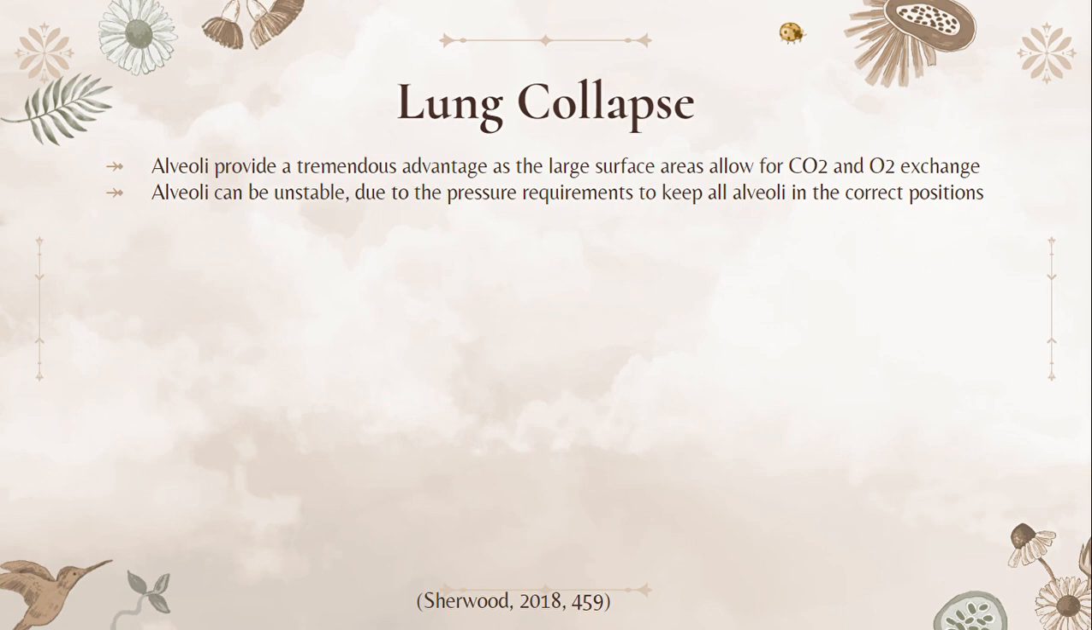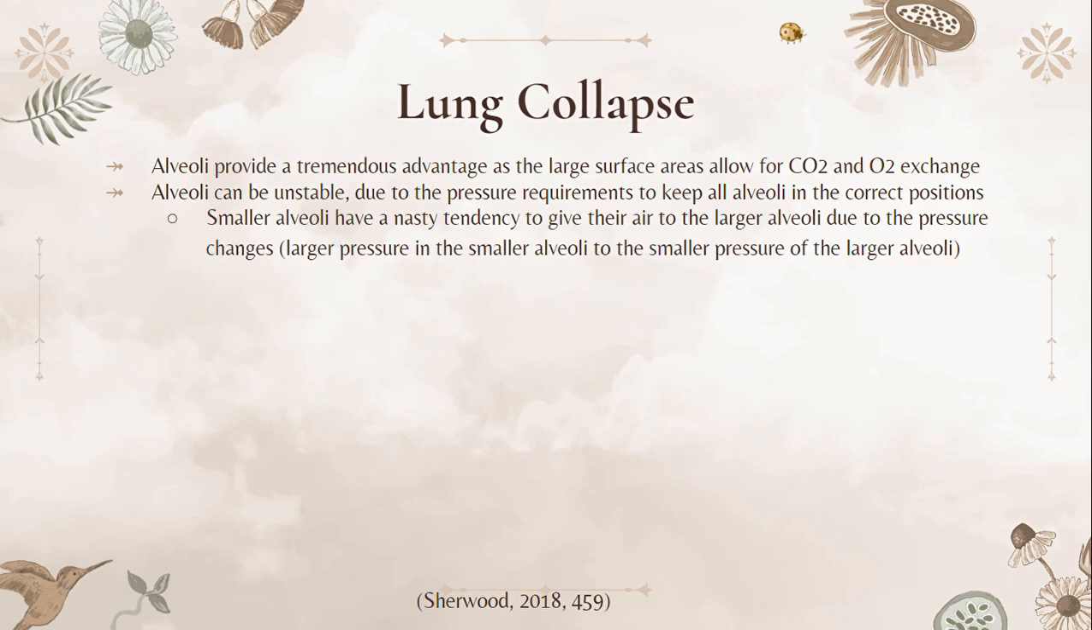However, alveoli can be quite unstable due to the intricate dance of the pressures, is what I'm going to call it, in order to keep the alveoli in correct positions. Smaller alveoli have a fairly nasty tendency to give their air to larger alveoli due to pressure changes. So think back to, again, could be freshman biology, when we learn about cellular movement, right? We learn about osmosis, we learn about concentration gradients, and how things like to move from areas of high concentration to areas of low concentration.